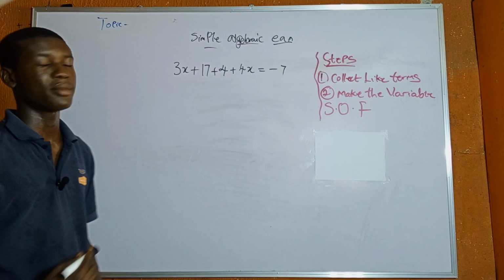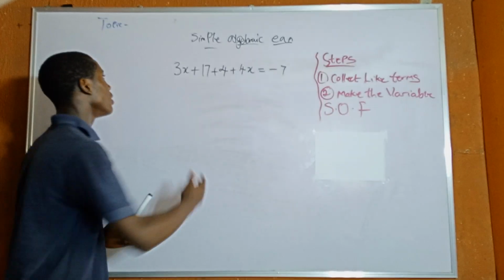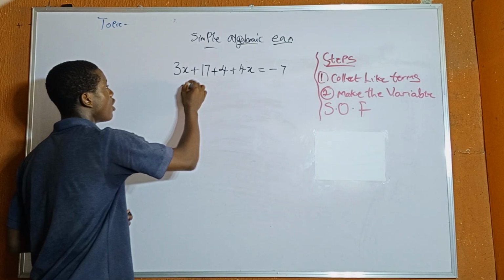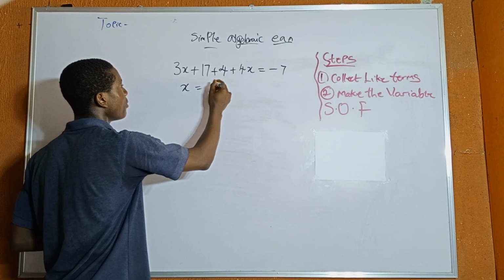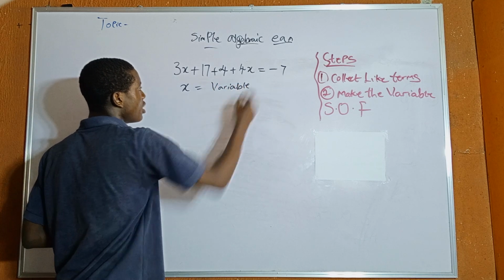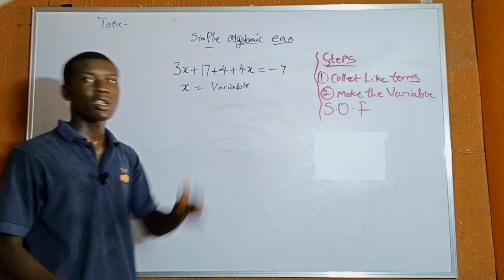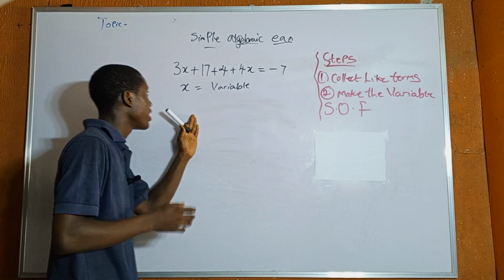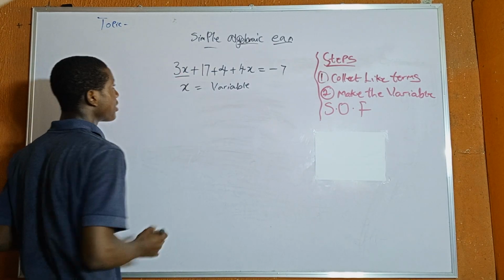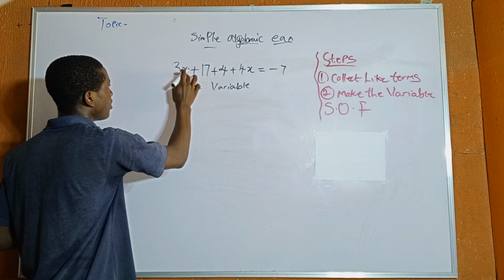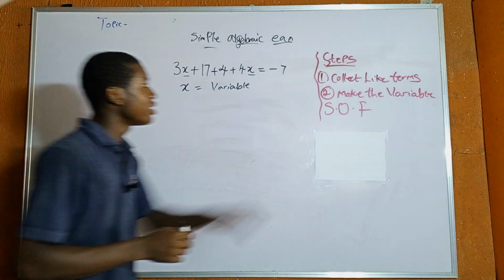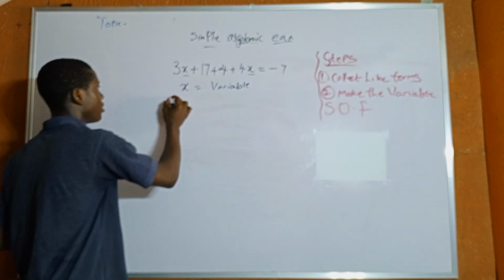But what are like terms? Well, when you have simple algebraic equations, we have what we call x, which is the variable. Now the variable is what you are looking for in the question. Now you can see in this question, x is the variable, which is this x, and we have x here also. Now the step 1 says collect like terms. Step 1.